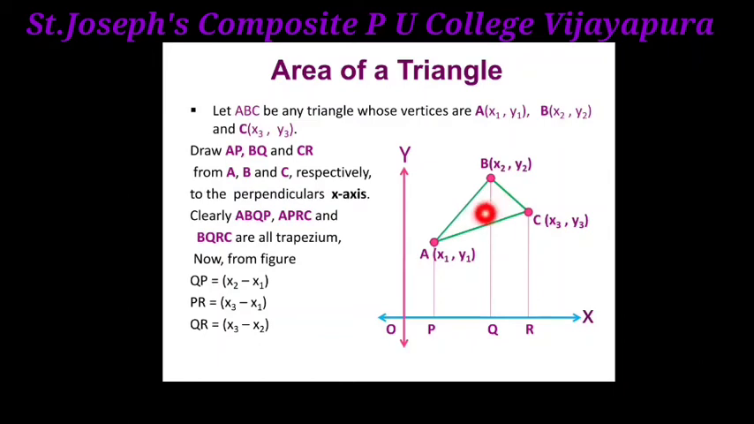Then how to find this area? Area of this trapezium plus area of this trapezium minus the area of trapezium ACRP, or APRC. Because I want the upper portion, this triangle, by adding these two trapezium areas and subtracting this trapezium area, we will get the area of the triangle.